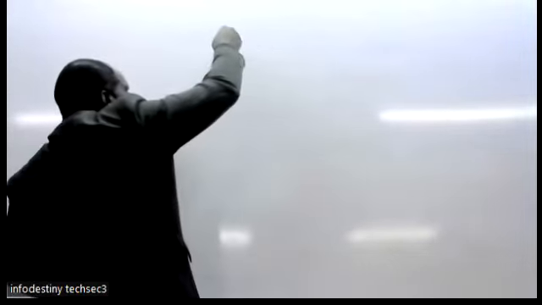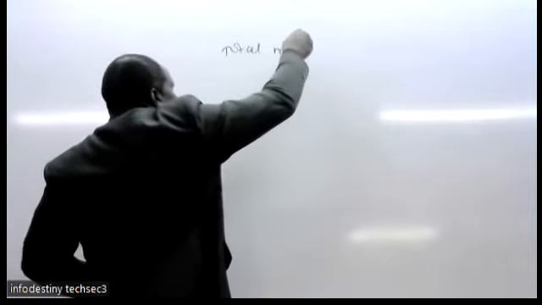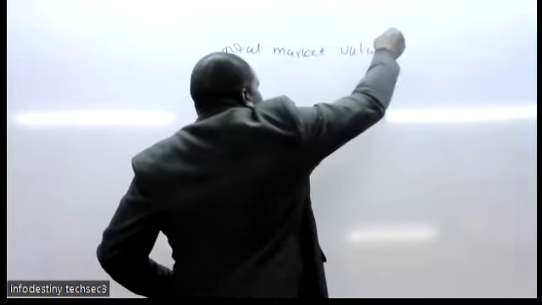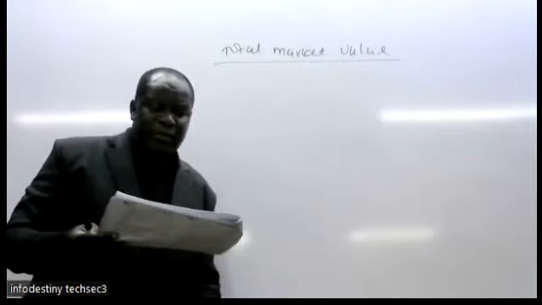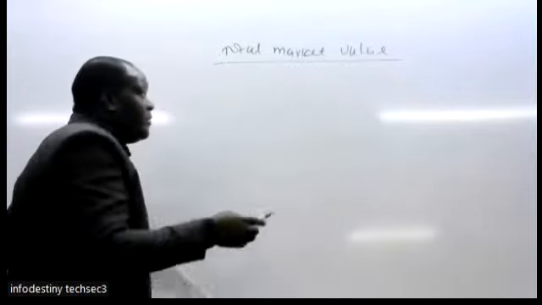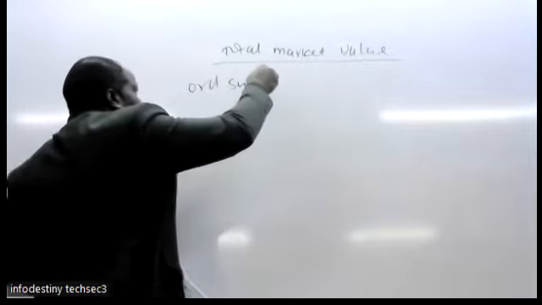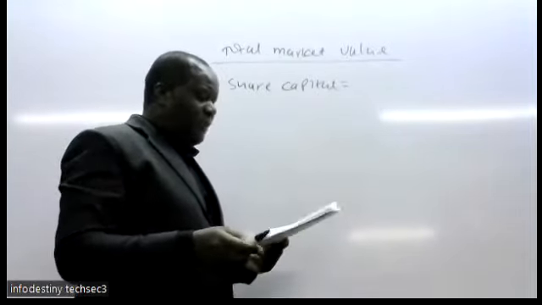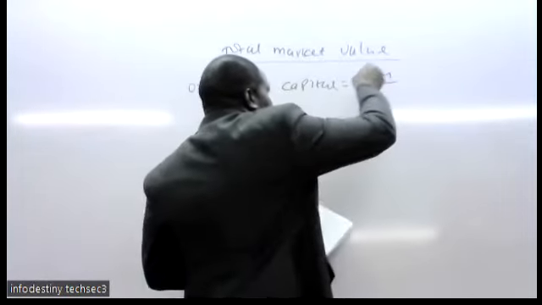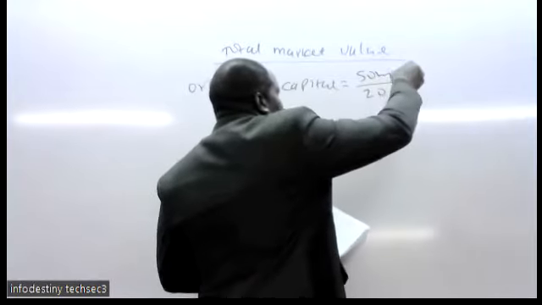So to compute the WACC, we come up with the total market value. To compute the total market value, we start off with the ordinary share capital. So for ordinary share capital, we simply take the 50 million, divide by the par value, which is 20.